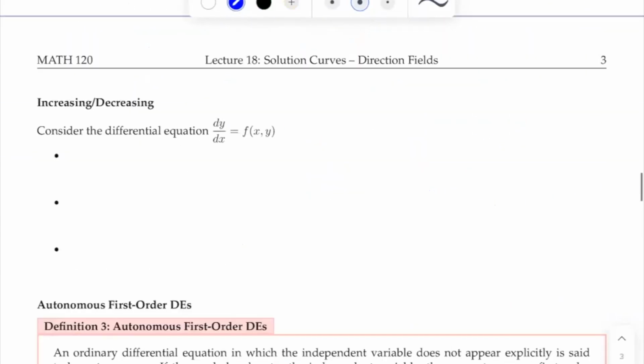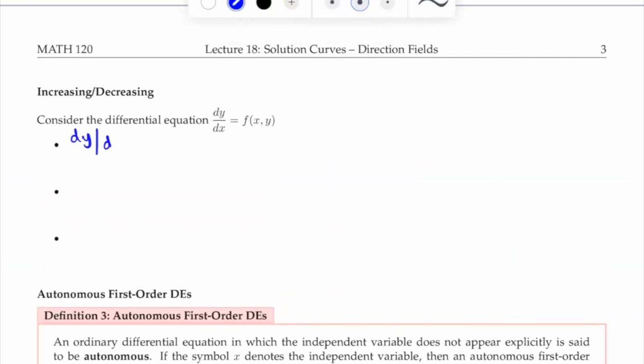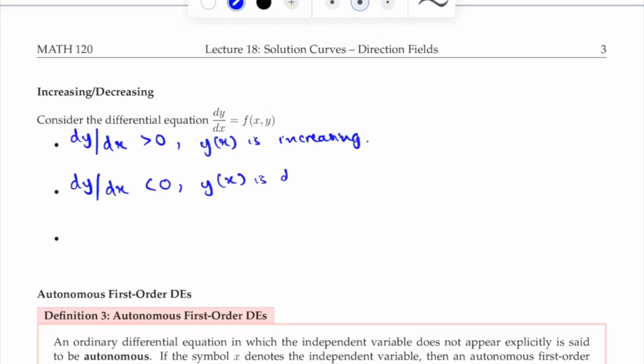When the derivative is a positive number, so dy/dx is greater than 0, then the solution, or the dependent variable, has to be an increasing function. Then y of x is increasing. When dy/dx is less than 0, y of x is decreasing. And when dy/dx is equal to 0, something very interesting happens. You can find something called critical points, and that is very essential toward our analysis for differential equations.